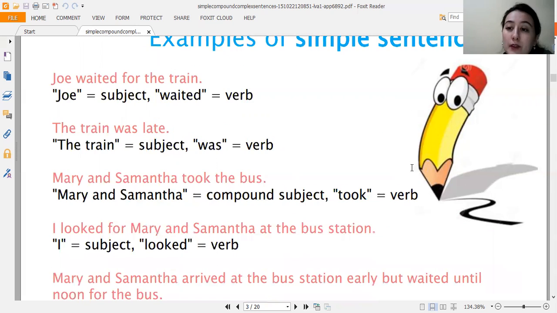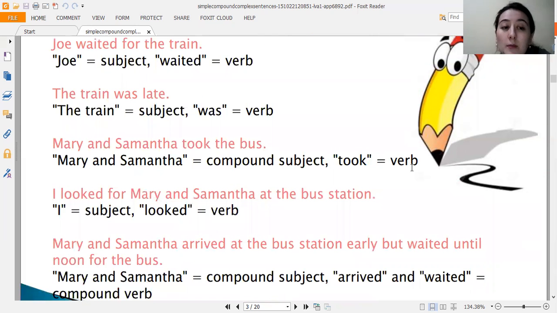Let's see the following sentence. Marie and Samantha took the bus. Yes, there is a word and, but this is a compound subject. That's why there are two names. So Marie and Samantha are subjects, but compound ones, because there are two, not one. Took is a verb. I looked for Marie and Samantha at the bus station.